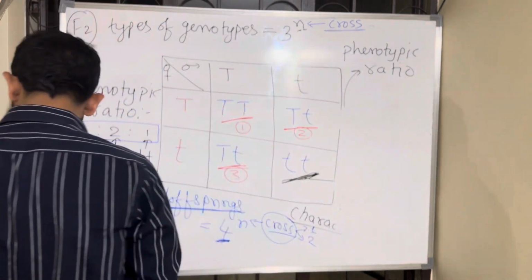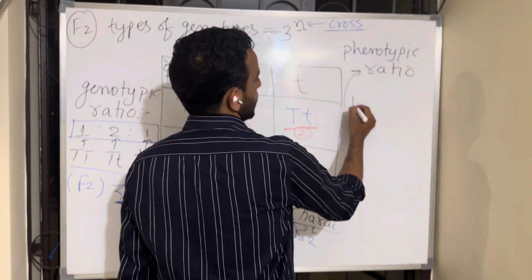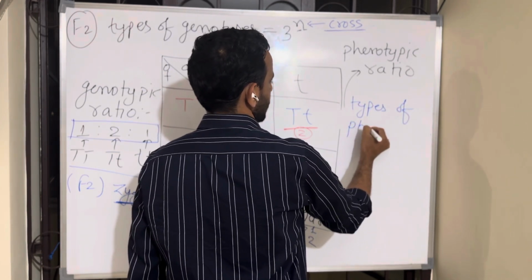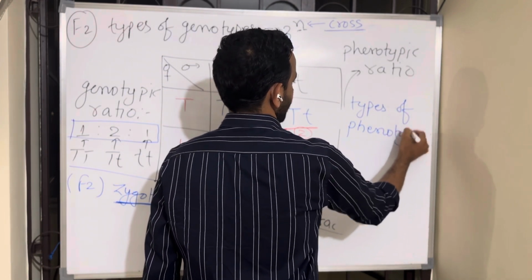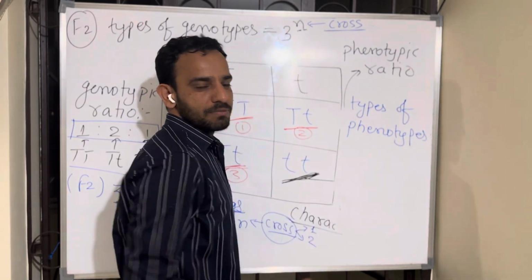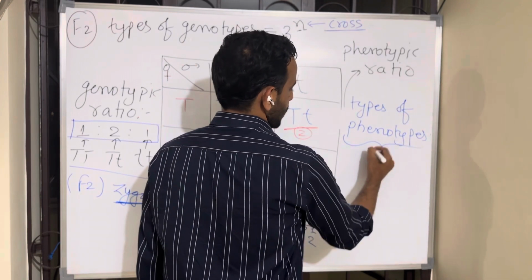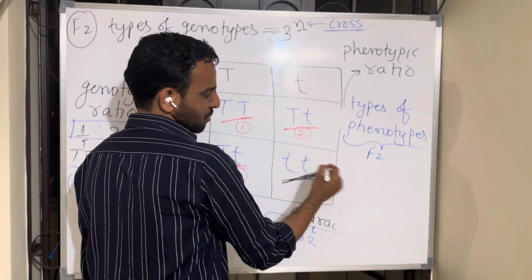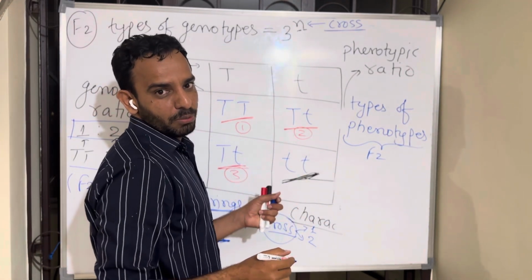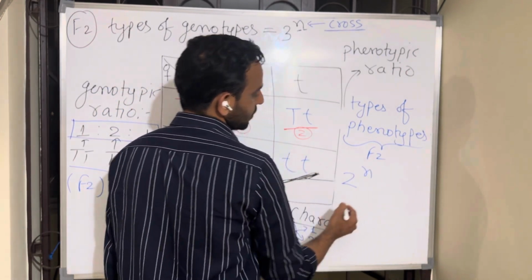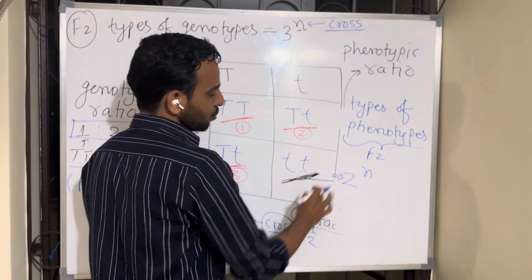So if we look here, these are the types of phenotypes in F2. What is that? Minimum we are getting tall and dwarf. A half hybrid we definitely cannot do. So that will be 2 to the power n. What is that? 2 to the power n.